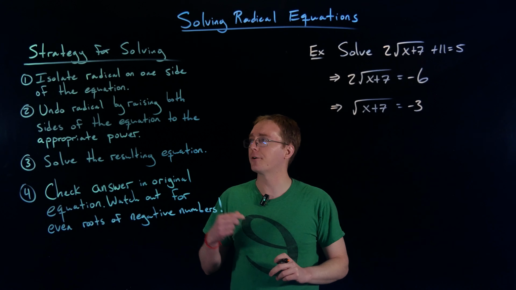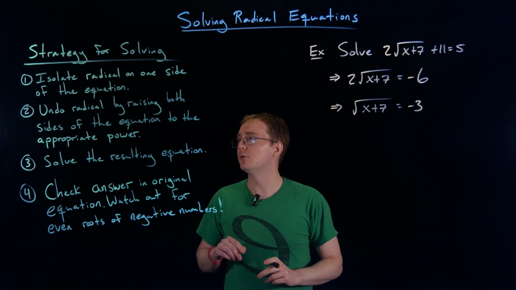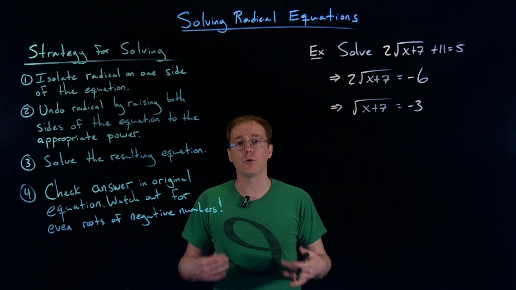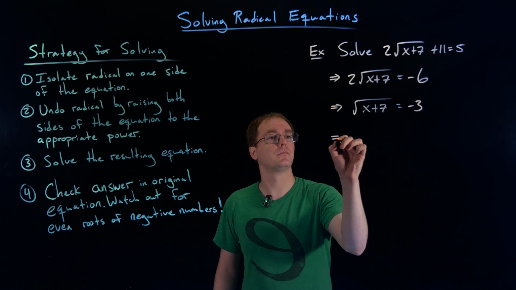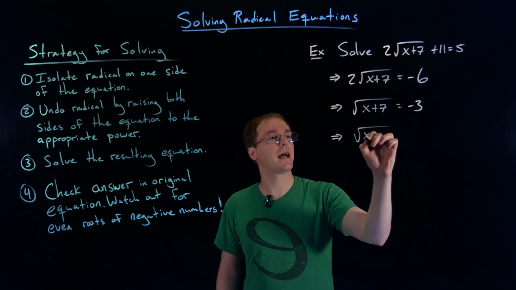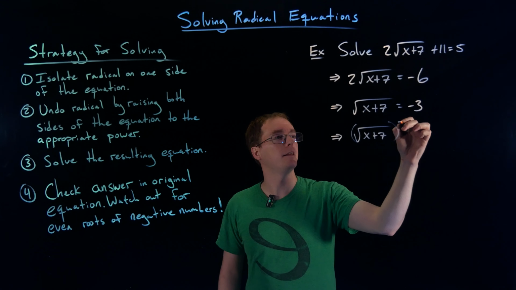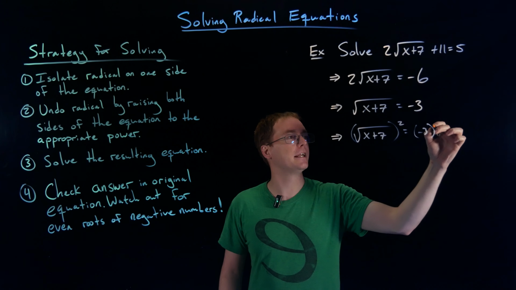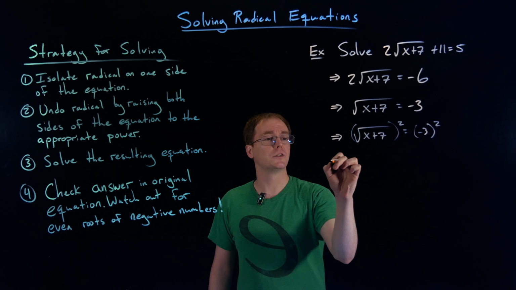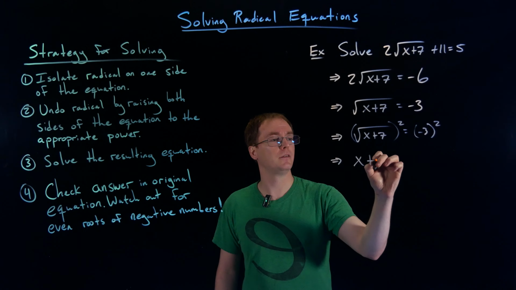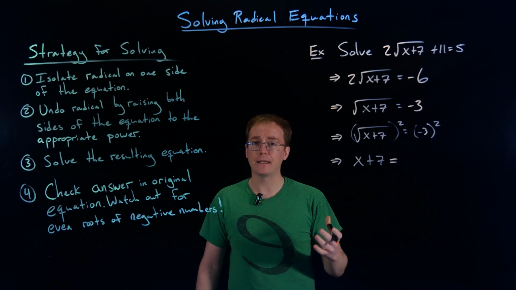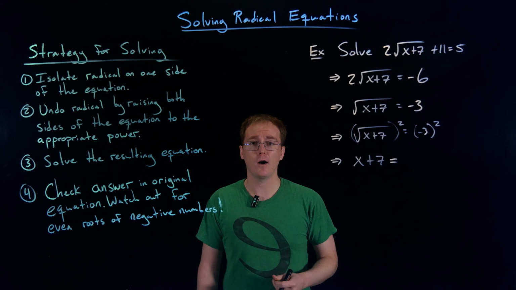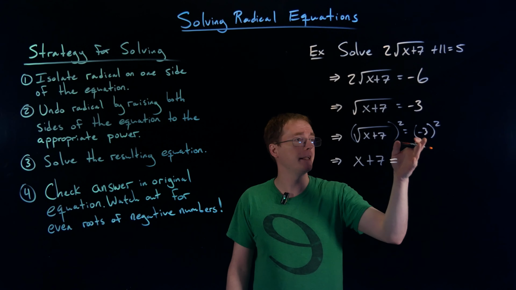We've now isolated the radical on one side of our equation, so we're ready to move on to the next step, where we get rid of the radical, or undo the square root, by squaring both sides of the equation. So if I take my square root of x plus 7 and square that, that'll be equal to the right-hand side of negative 3 squared. Well, when we square the square root of x plus 7, that cancels out or undoes the radical. And we have to be careful when we square a negative number like negative 3. That will result in a positive number. In this case, negative 3 times negative 3 is equal to positive 9.